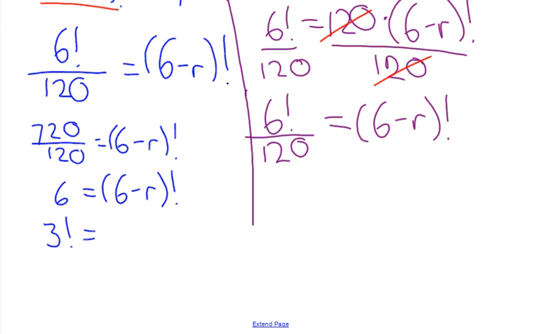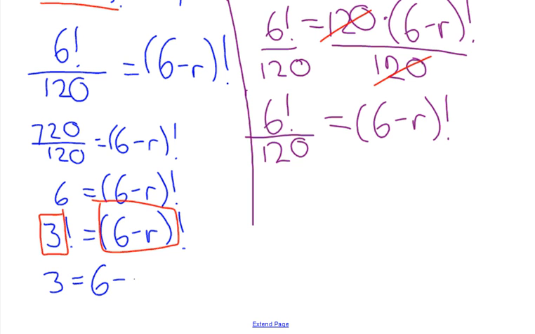So this 6 we can write as 3 factorial, right? And when we have 3 factorial equals 6 minus r factorial, we know that this 3 has to equal this, right? 4 factorial equals 4 factorial, 3 factorial equals 3 factorial. n factorial equals n factorial. So we have 3 equals 6 minus r. So what is your r value? Good, an r value of 3.